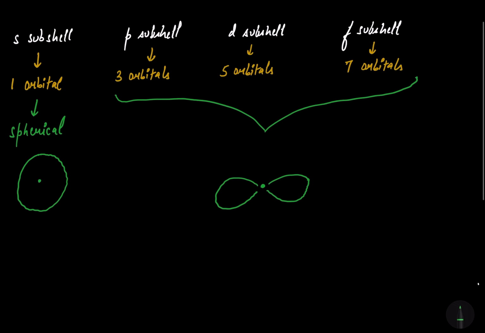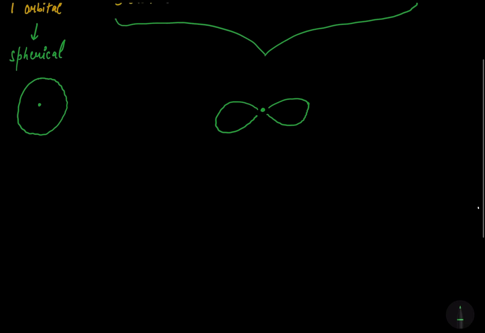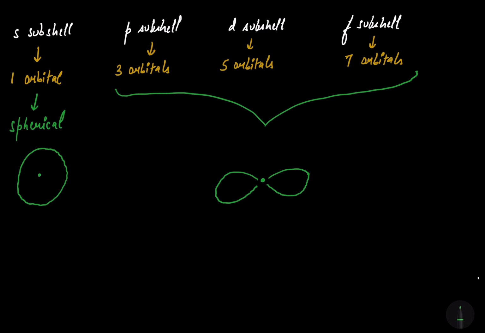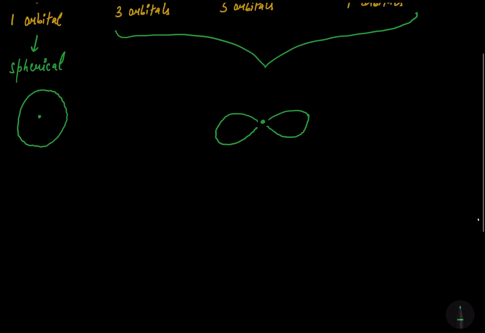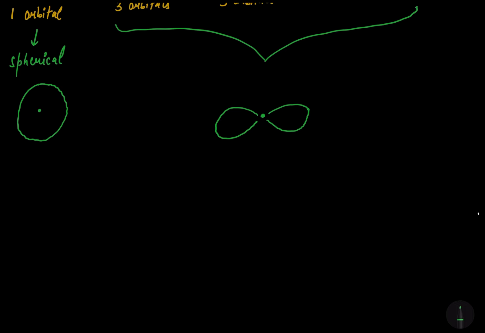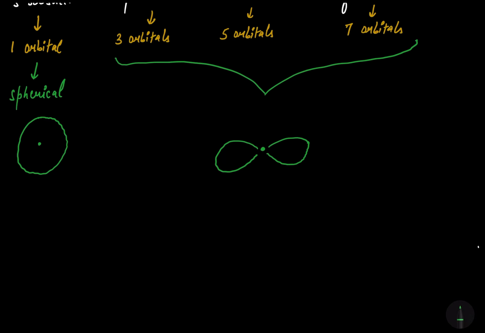Now, let's apply the concept of orbitals in the formation of covalent bond. But before doing that, let's talk about the spin of the electrons. Now, in the orbital, we have maximum of two electrons. I am writing, one orbital will have maximum of only two electrons.